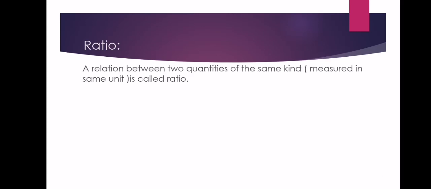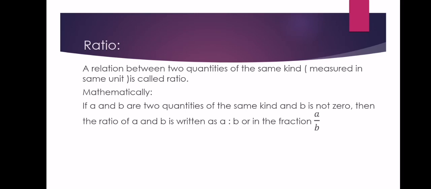Ratio is basically the relation between the two alike quantities, or we can say two similar quantities. And the point which is noticeable over here is two quantities of the same kind. So keep it in your mind that ratio is the relation between the two quantities of the same kind, or we can say it is the relation between the two similar quantities. Mathematically, if A and B are two quantities of the same kind and B is not equal to 0, since the denominator is not supposed to be 0, then the ratio of A and B is written as A ratio B, or we can also write it in the form of fraction, that is A by B.